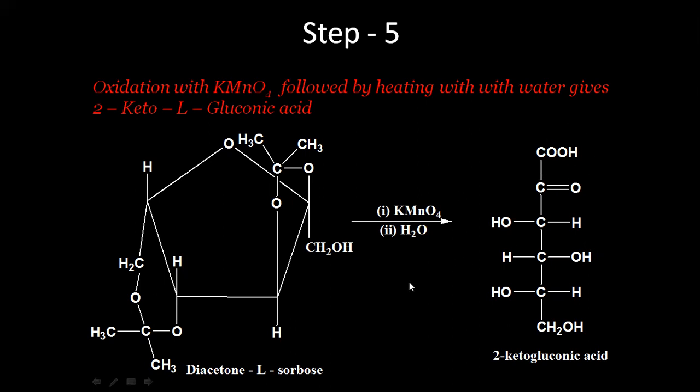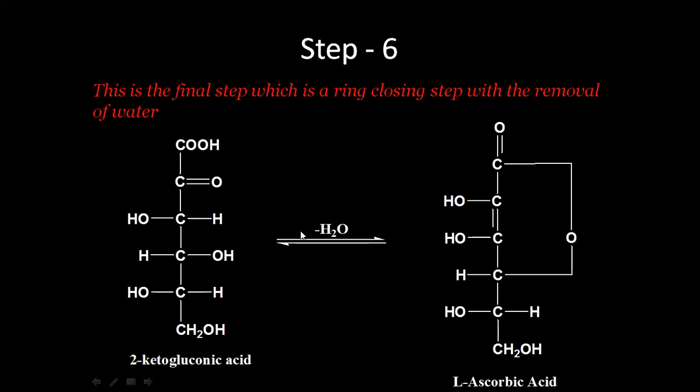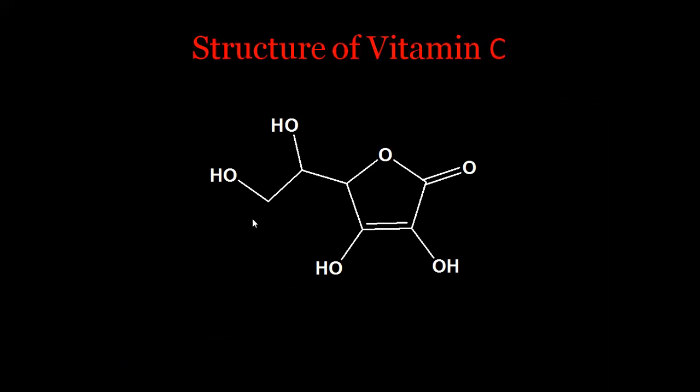And finally, step 6 is the cyclization. This is the final step, the ring closing step, with the removal of water. So we remove the water and close the ring, which connects the first carbon with the 4th carbon, forming a 5-membered ring, which you can clearly see. This 5-membered ring over here, we can show in another way. Basically, it will lose a water molecule. So this same open structure can be drawn in this way, which is nothing but this. So basically, it forms a furanose structure. And this is nothing but your vitamin C.